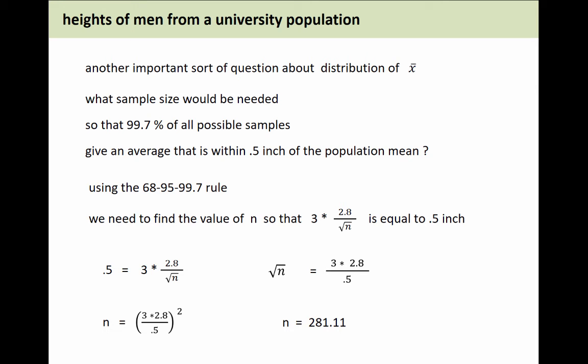281.11, and when we're solving for sample sizes, we'll always round up. So we will say that in order to get a pretty good guarantee that a sample x bar will be within half an inch of the mean, we're going to need a sample of size 282.